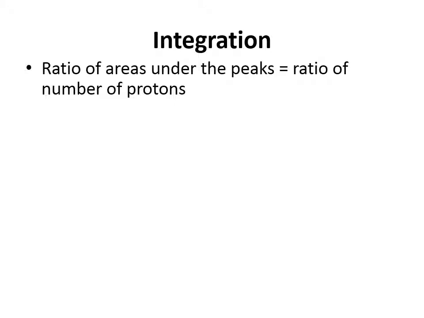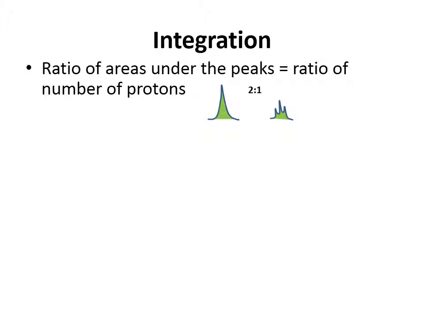How do we know how many protons are represented by each peak or peak pattern in the NMR spectrum? We obtain this from integration. Integration is the ratio of areas under these peaks. That's equal to the ratio of the number of protons that are present. So for example, if you look at the two sets of peaks we have here, you look at the areas under the peaks, that corresponds to a ratio of 2 to 1, which would mean there would be twice as many protons in our first peak as in our second peak.